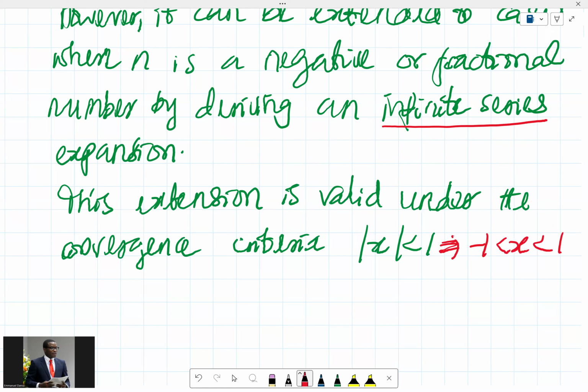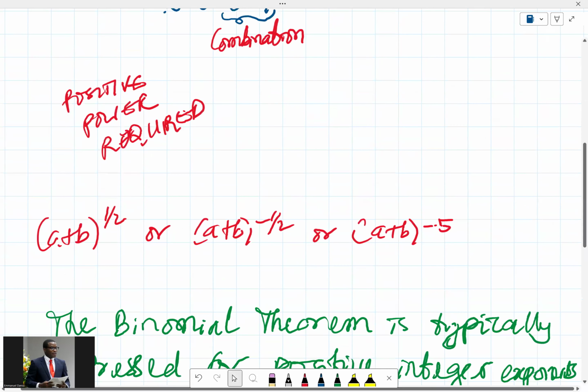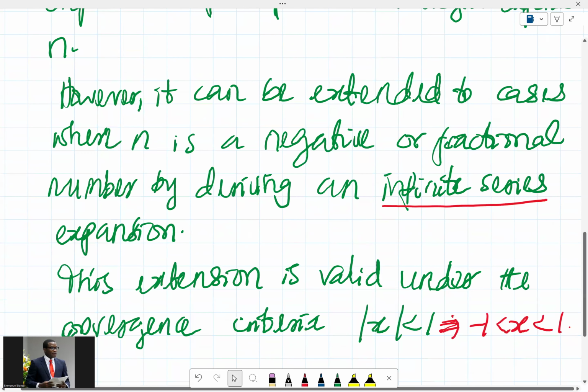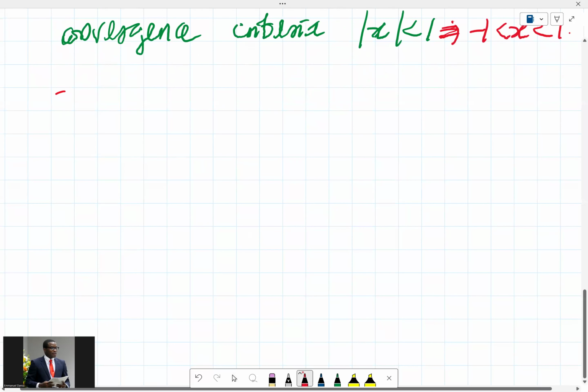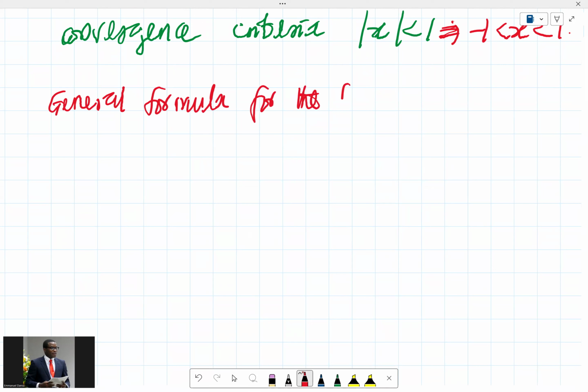That means that x is greater than -1 and x is less than 1. So once x is less than -1 or greater than 1, this law breaks down. Okay, so let's now look at the general formula for the infinite series.